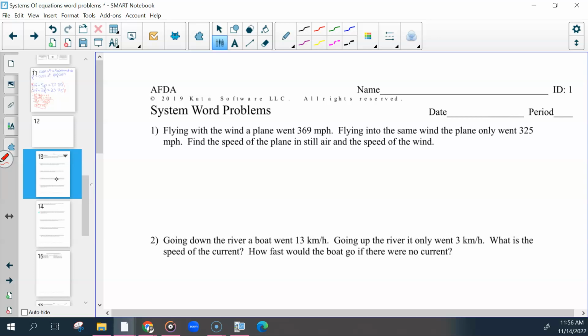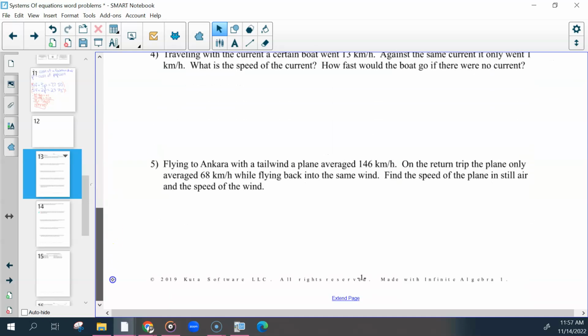If something is flying with the wind, the wind is pushing the plane, so the wind speed and the plane speed are being added together. If that plane is going into the same wind, so the wind it was flying with is now going the opposite direction, going against it, we would subtract those two. And again, we'll do a couple of these so you see what I'm talking about. They may say tailwind instead. So think about that as the wind is pushing the tail of the plane forward. So it's helping it, it's adding to it. And then again, if it goes back into the same wind, it's going in the opposite direction.